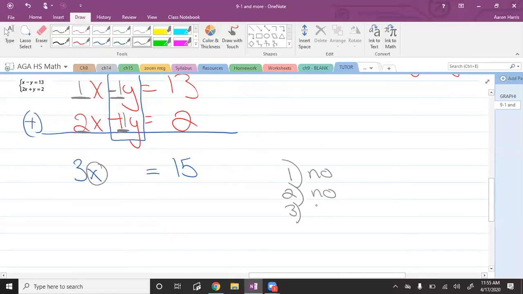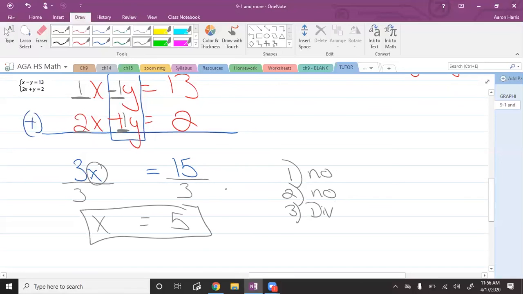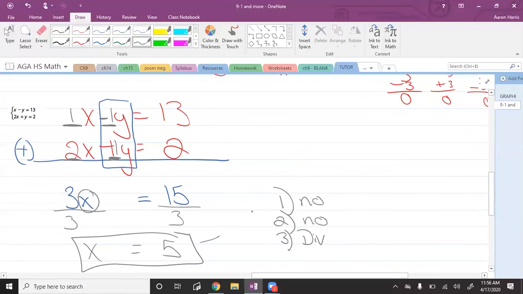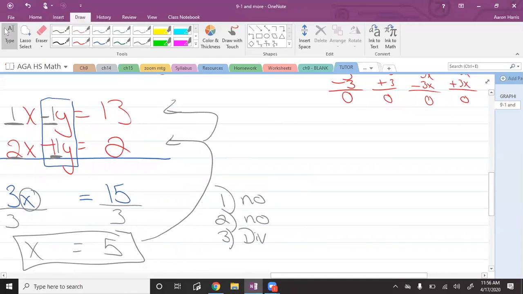Is there any? Yes. What are we going to do? Divide. Divide by what? 3, and then 3 on the other side. X is equal to what? 5. If x is equal to 5, what can I do with that? You have to rewrite the problem and just fill in the x with the 5. Yep, that's called substitution. Does it matter which equation I use?